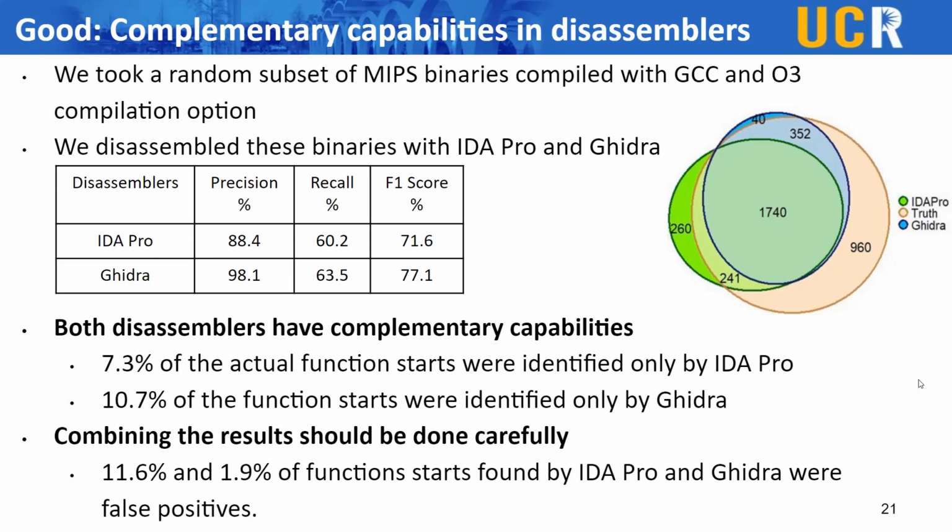However, we also need to take note that each one of the disassemblers can also identify some false positives, and so if we combine them blindly, we will also get a lot more false positives as well. So combining the disassemblers has to be done very carefully.